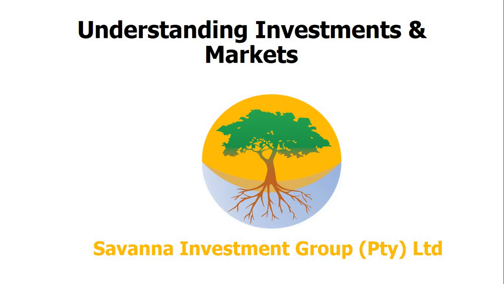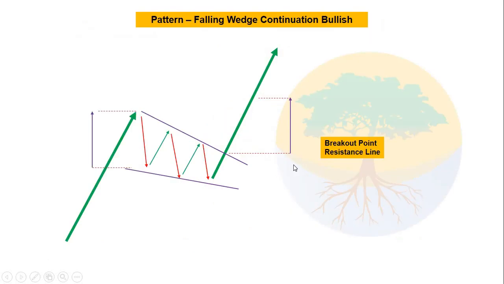Good day, everyone. Welcome to another lesson where we are going to look at the last two patterns that we have in our series. So the first one we are going to look at is what we would call a falling wedge, which is a continuation bullish pattern.